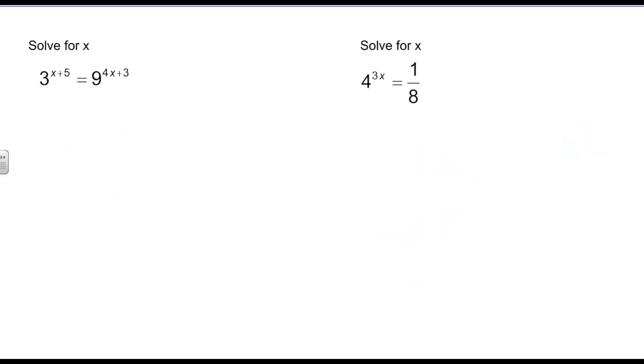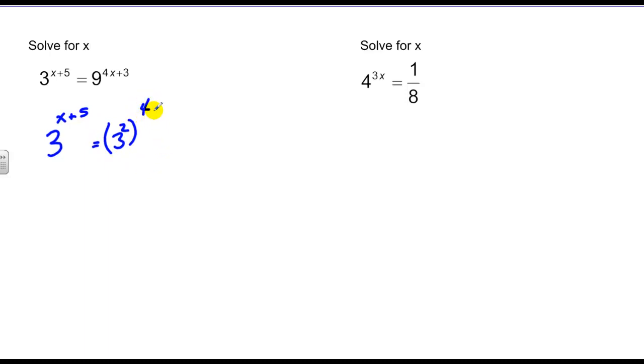Okay, here are problems that appear to be a little more difficult. We've got more terms added to the powers, but the properties still should stay the same. I have 3 to the x plus 5 is equal to 9 to the 4x plus 3. Now there's no way I can do this problem unless I have the same base term. Well, luckily, I can say that 9 is the same as 3 squared.